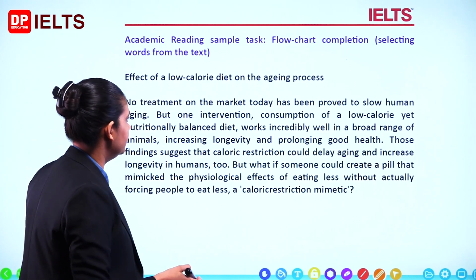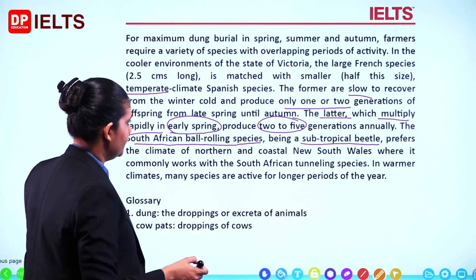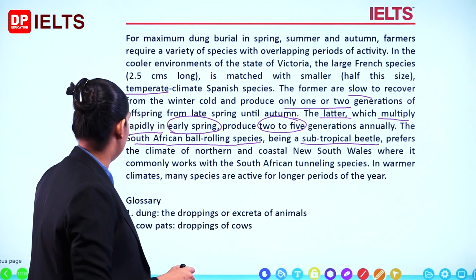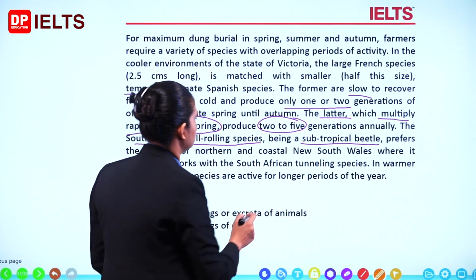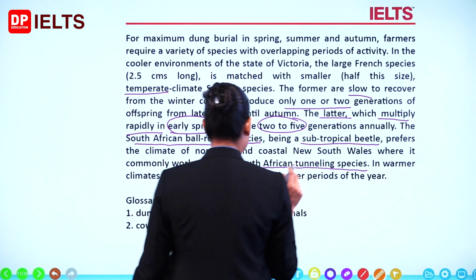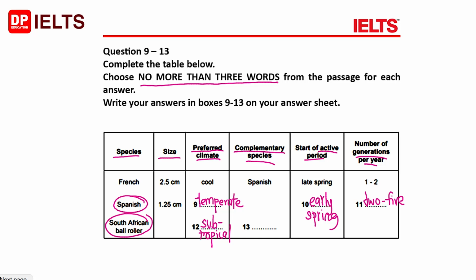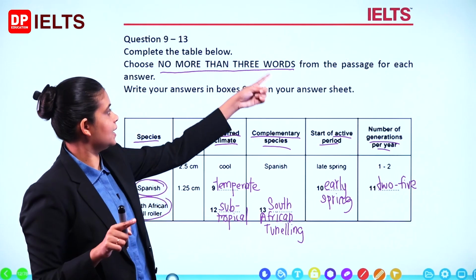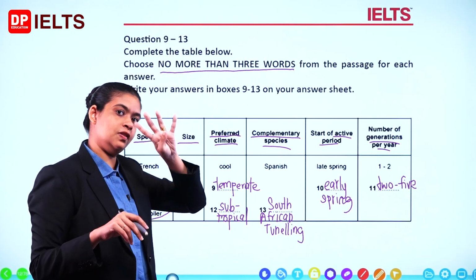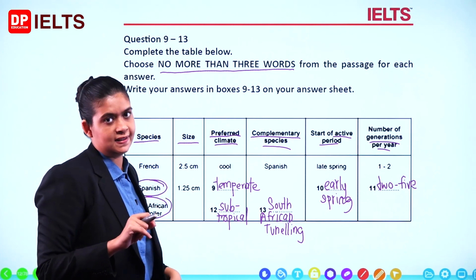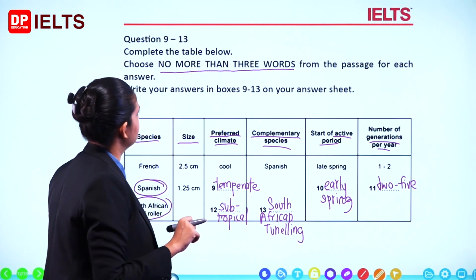Complementary species. Oops, sorry. This side. Commonly works with the South African tunneling species, okay? So, because I can write only 3 words, I would write South African tunneling. I'm not going to write species. Why? Because I can only write 3 words. If I write species, it's going to be 4 words, and anyway, species is here. So South African tunneling is sufficient.